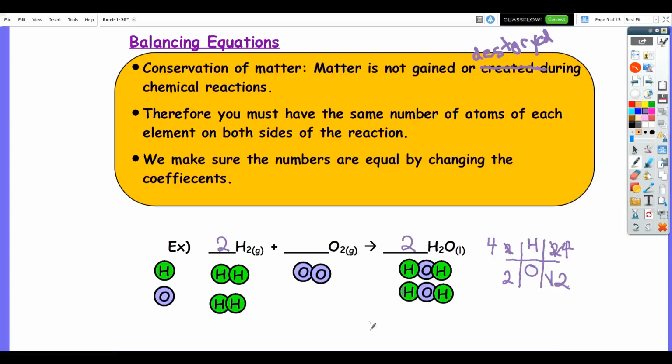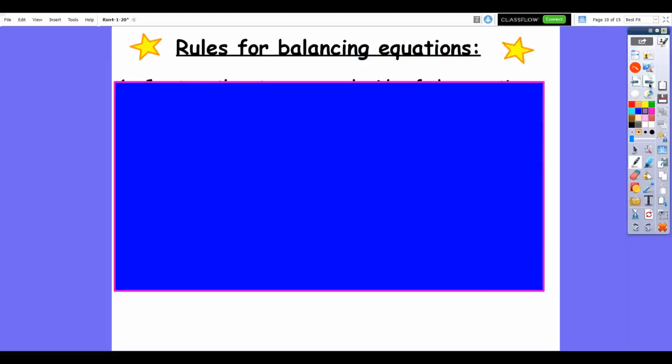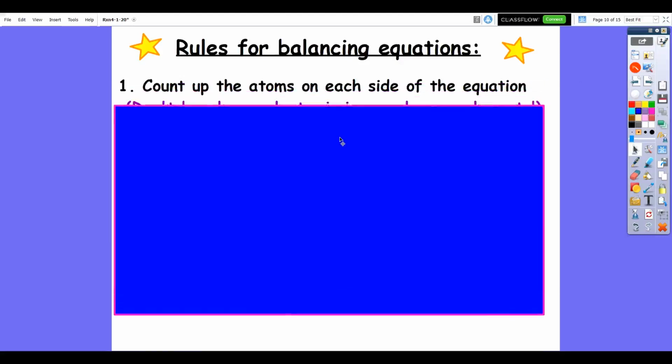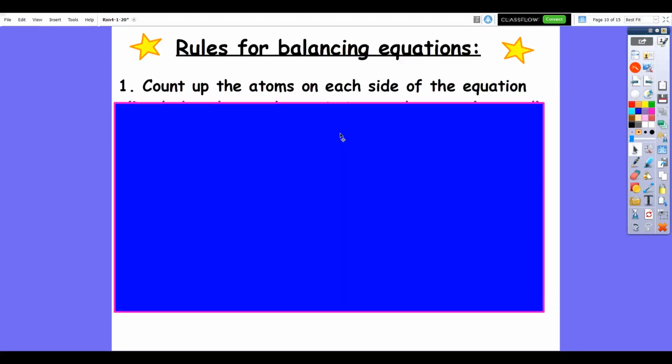So now, probably one of the most important things to write down on page 2 of your notes are my rules for balancing. This goes through what I just did, but I really love giving you numbered lists. So rule number 1 is count up the atoms on each side of your equation. So notice what I did was I counted how many hydrogens, how many oxygens I had on either side.